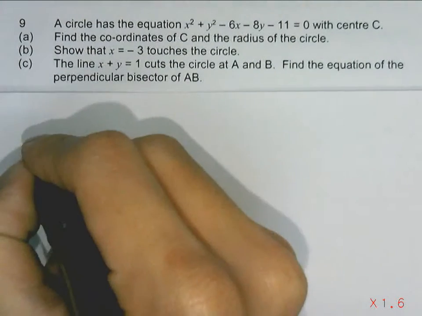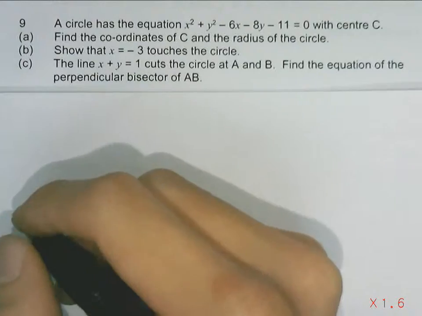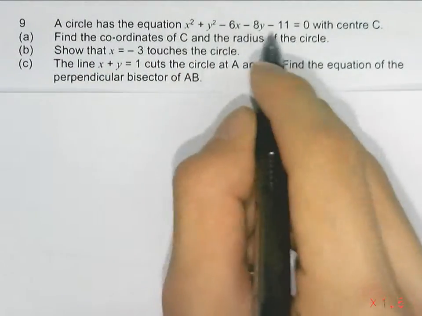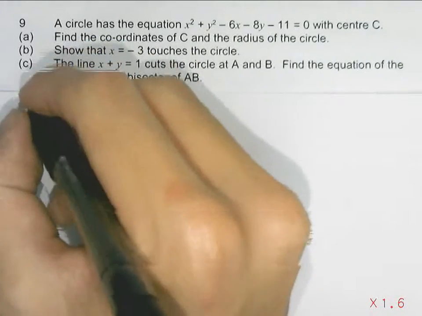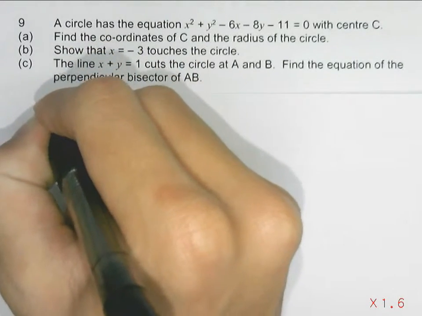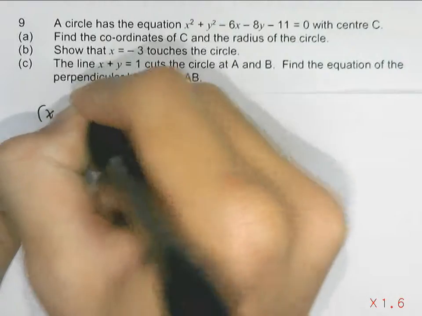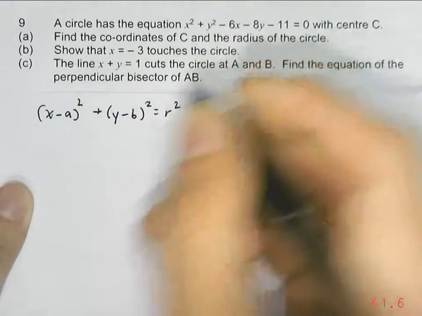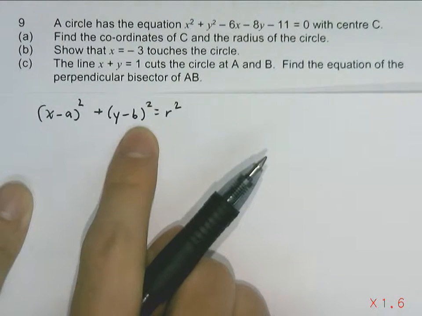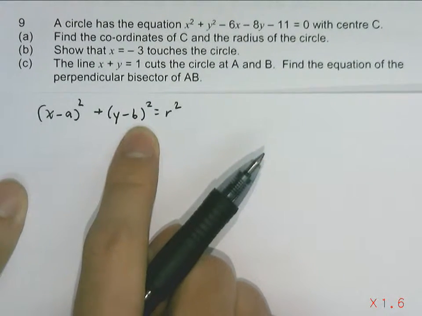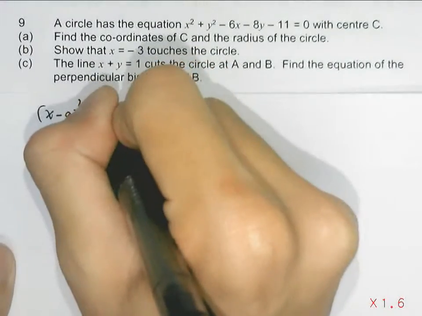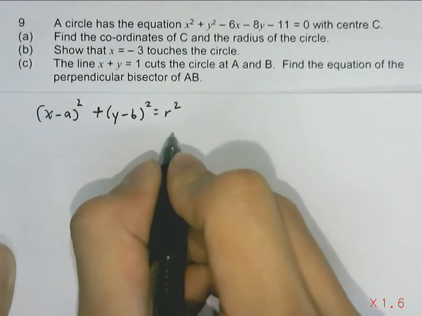Part A asks us to find the coordinates of the center of the circle. Now, a circle has another form of equation, other than this form, that looks like this, where a, b are the coordinates of the center. In this form, we see that all terms are perfect squares.